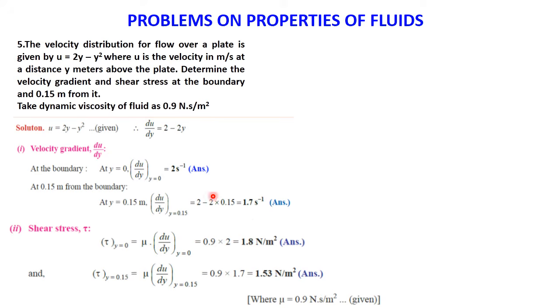So here you can observe that as the layer moves away from the boundary, there is a reduction in the velocity gradient. Then again, similarly for shear stress.